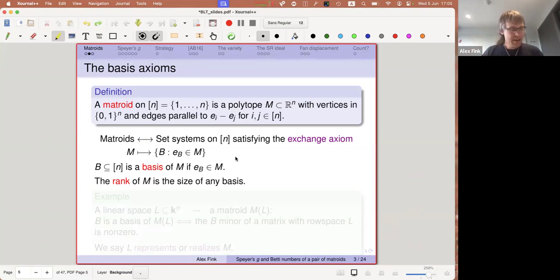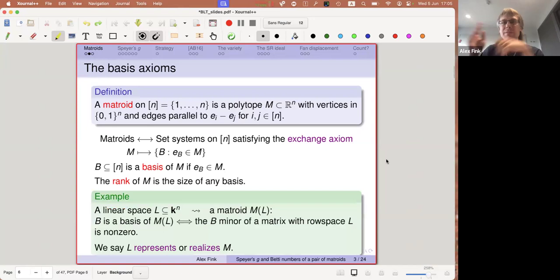When you do this, the exchange axiom, after a little bit of work, translates into this condition on the edge directions, but you can at least see that if the vertices corresponding to bases are linked by an edge in this direction, then the bases are related by an exchange where I put in element i and drop element j. And the rank of the matroid is the size of any basis, so the coordinate sum for any point in the polytope.